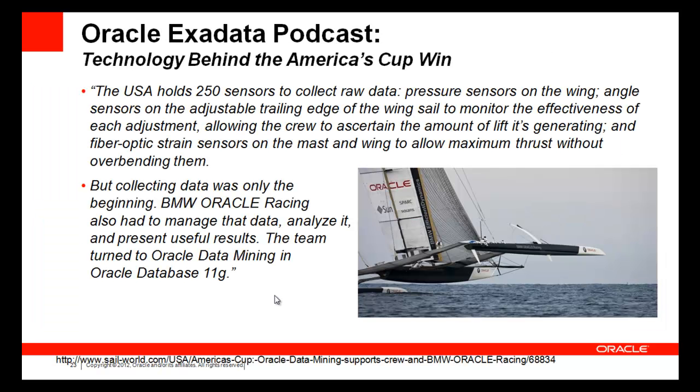Drilling down just a little bit more on that particular one, you can go to the link at the bottom there. There's a little bit more detail about that, where they had 250 different sensors, and collecting data was only really the beginning. They go on to talk about how they turned to Oracle data mining to analyze the water and weather and wind conditions and how to set the mast and do various sailing adjustments to try and make the boat go just that little bit faster. And you can read the articles and see that exciting use case of Oracle data mining.